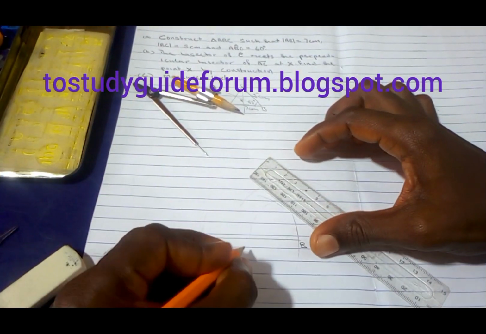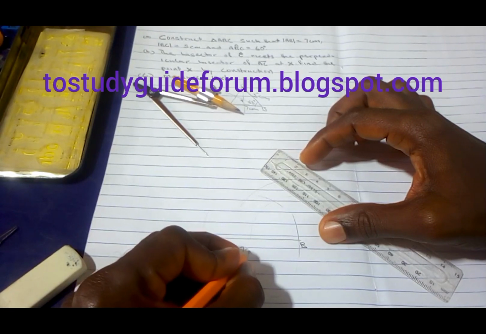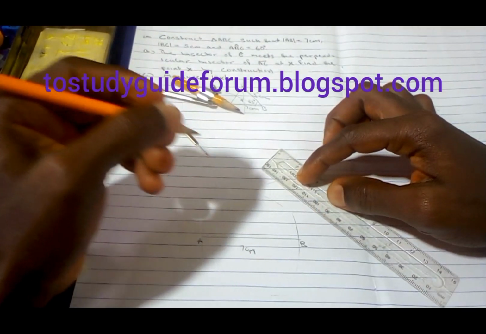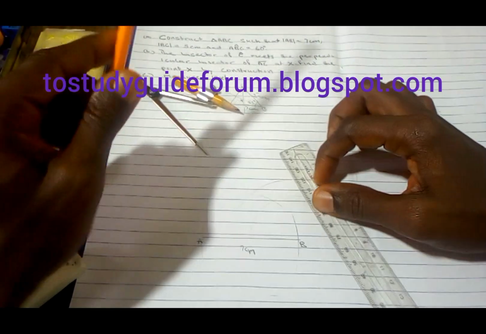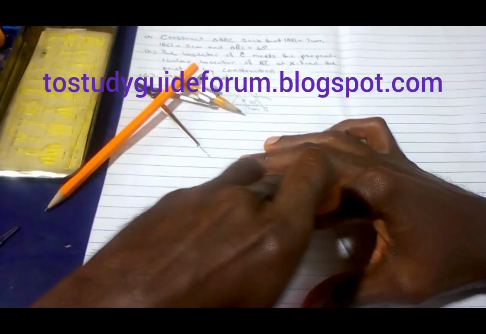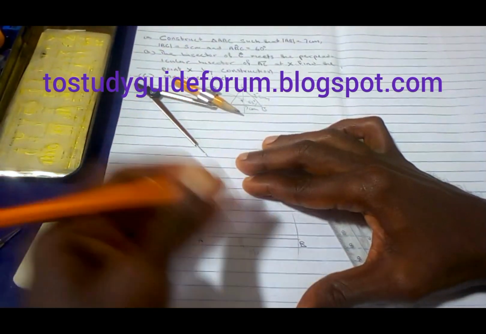This end is 7 cm. This is 7 cm. This is funny. Let me make it better. This is my 7 cm.